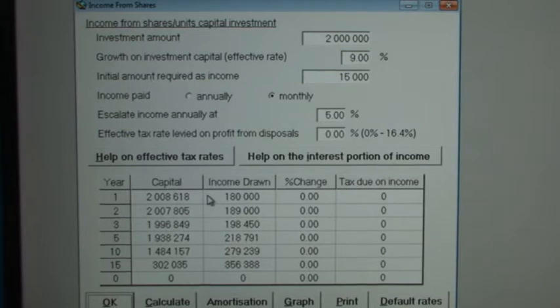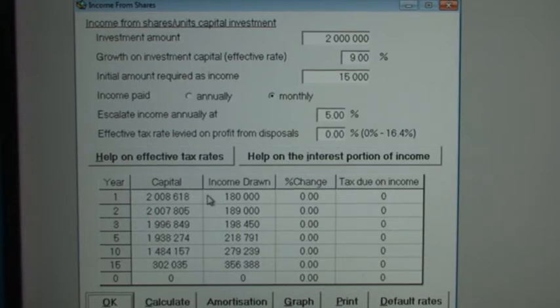Now let's talk about tax. When you draw income, what actually happens is that the investment institution sells some of your shares to pay you the income. Any profit you made between the price you originally paid for the shares and the selling price is subject to capital gains tax.